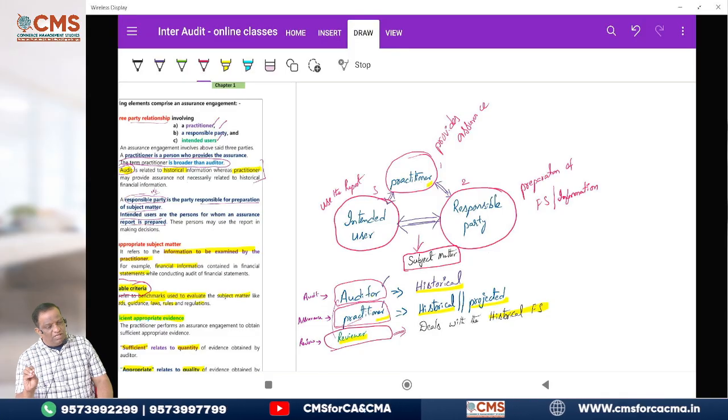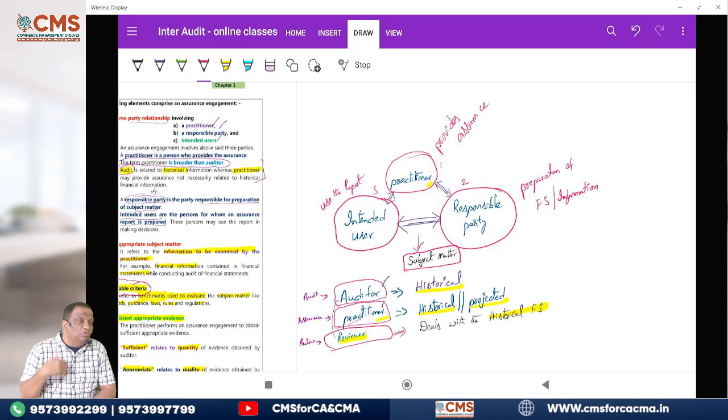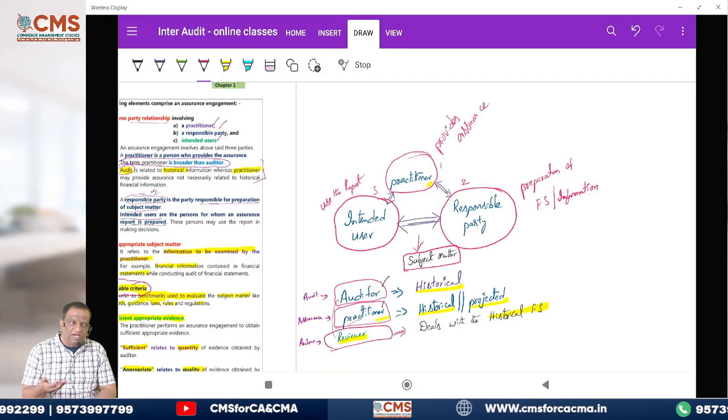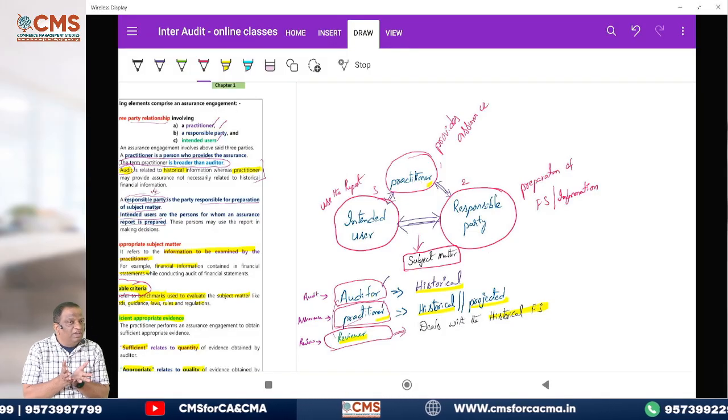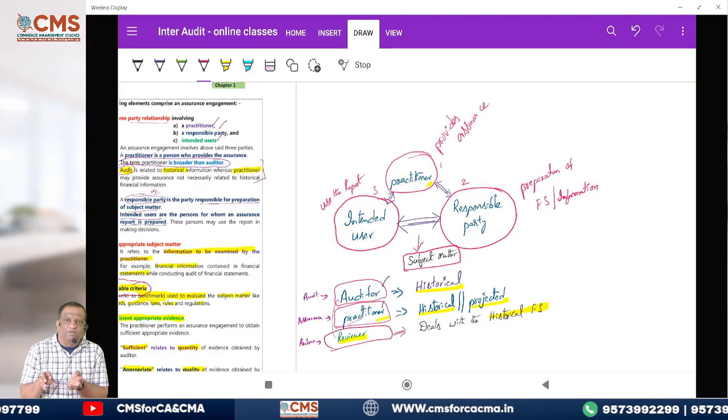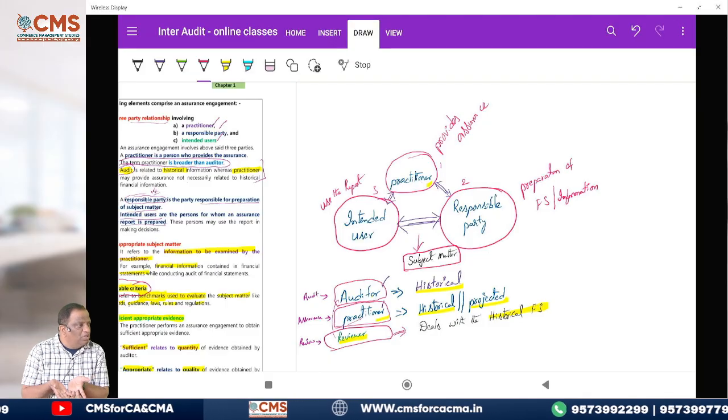Practitioner, responsible party, and intended user. Two more technical words that you need to remember: subject matter and suitable criteria. Now, who is preparing what and giving it to whom? Responsible party is preparing subject matter and giving it to the practitioner.